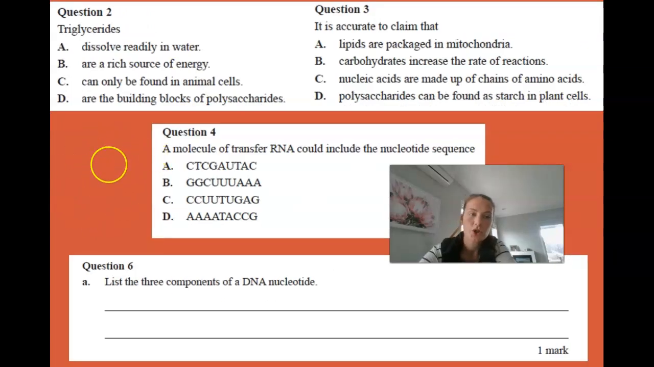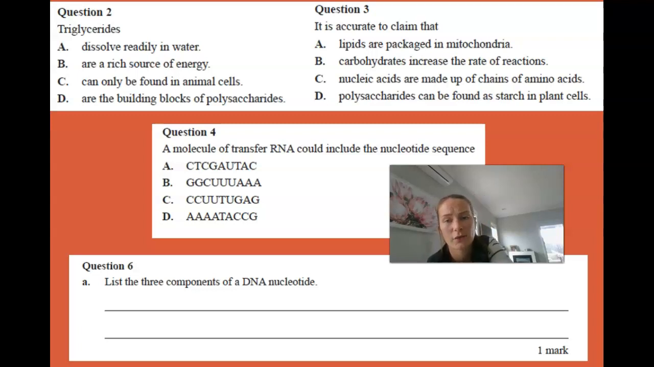All right, so question 2, triglycerides, lipids would have been B. They are a rich source of energy. I think it's a common thing for students to forget about lipids being a source of energy. Is it accurate to claim that lipids are packaged in mitochondria? No. Do you know the organelle that is responsible for lipid modification? Smooth endoplasmic reticulum. Yes.